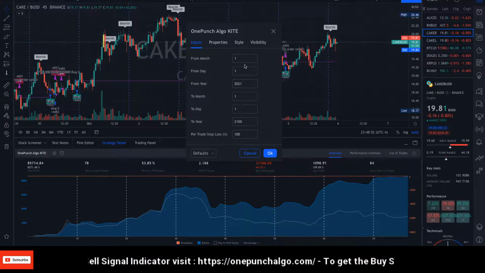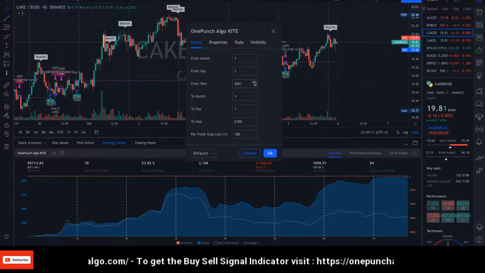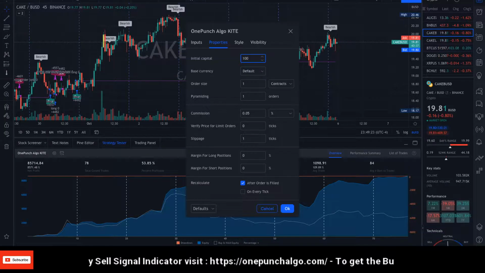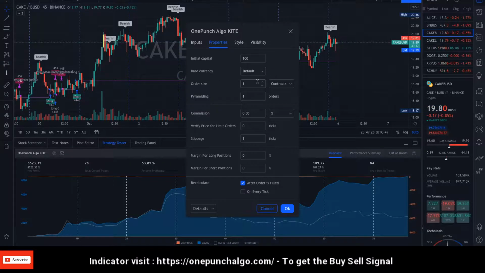For the start date, I have put the date from January this year, the 1st of January till today. The default settings we introduced is 2022, so I have 2021 here. And now you have to check properties. Under properties, let's say the initial capital that you are investing for a crypto is starting at $100, then you put 100 there, and the order size is the same, nothing is going to change, it's the default.